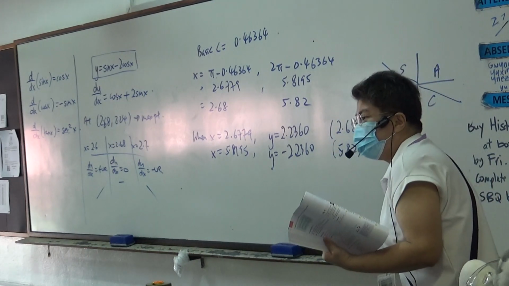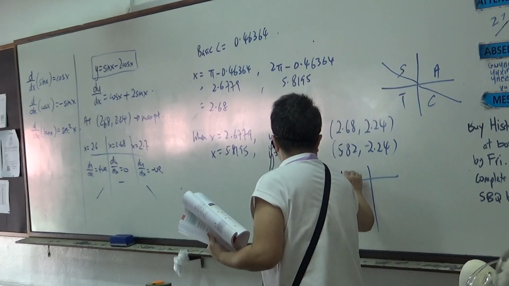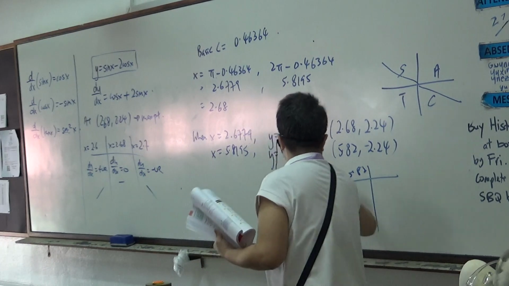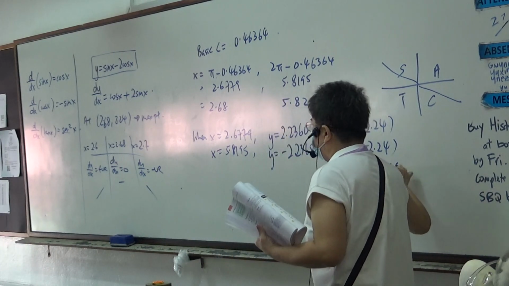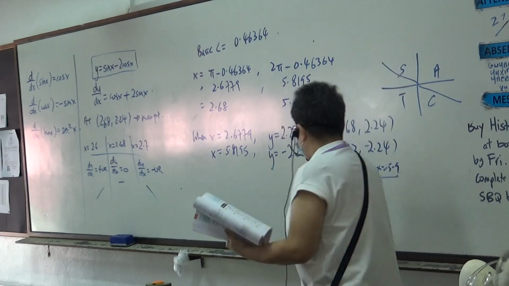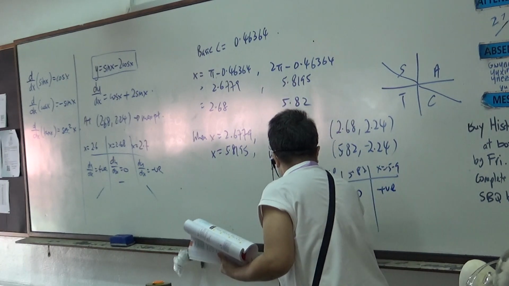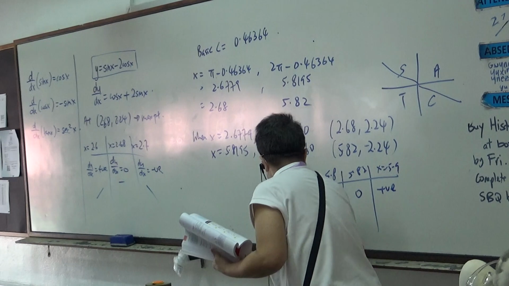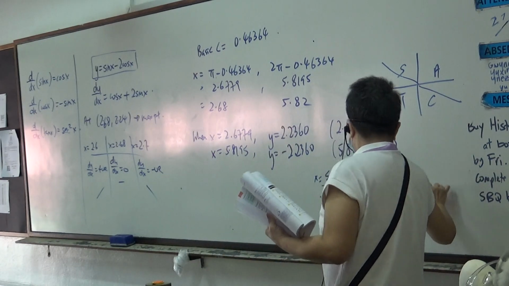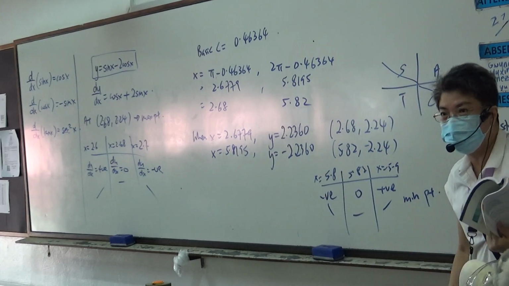Can you see what I'm talking about? It's actually a maximum point. Then we go for this 5.82. So slightly less is 5.8, slightly more is just about 5.9. Okay? Correct? Then you will get negative, 0, positive. So negative, 0, positive, so you will get a minimum point. Is that clear? Yes or no?